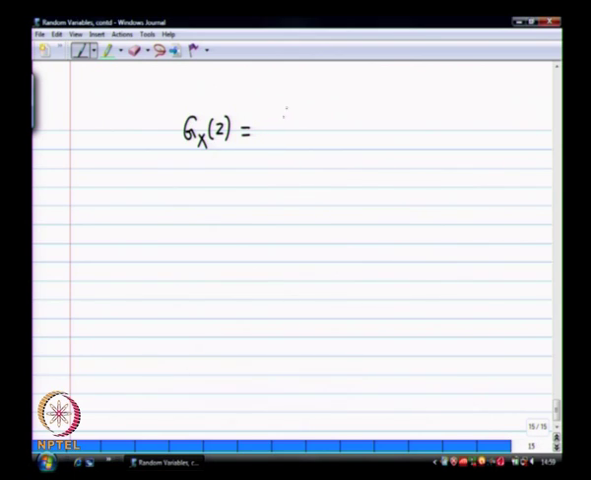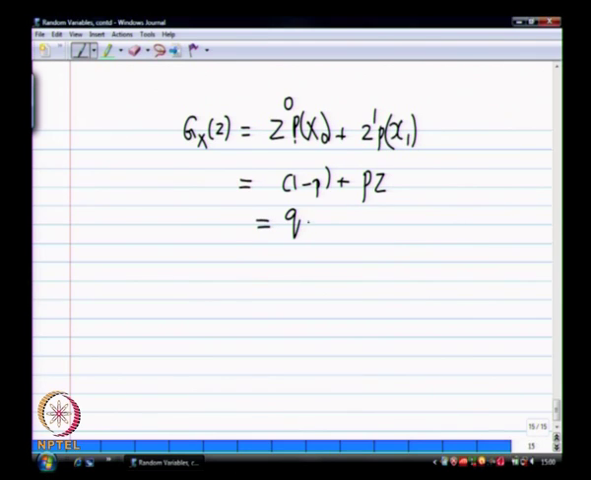So for the two values only, it is z to the power 0 into the probability of x0, right. The probability of x0 is 1 minus p, therefore this is 1 minus p, and this is my pz, or sometimes we also write that as q plus pz.